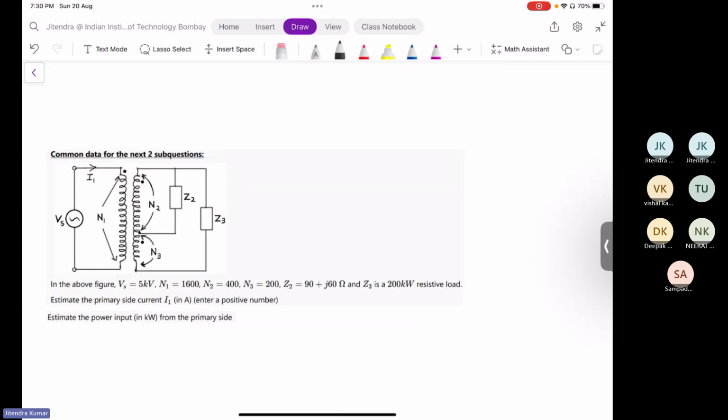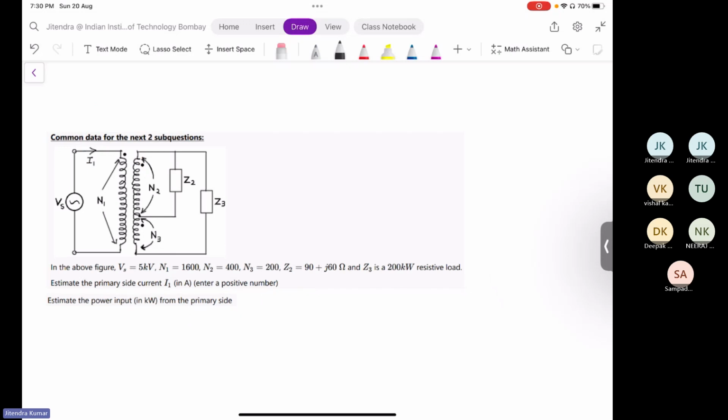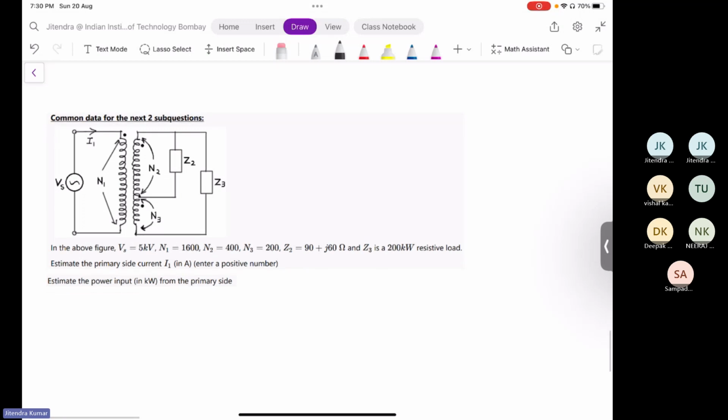So this is the problem where two different loads are connected with tapping of the transformer windings. Z2 is given, Z3 is given as a resistive load. You have to compute the primary current I1 and also the power input from the primary side.